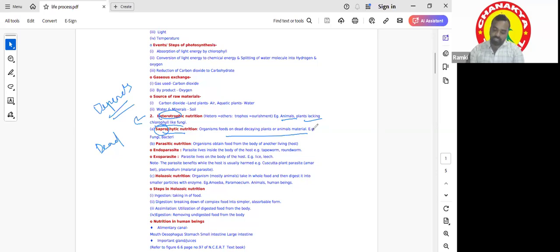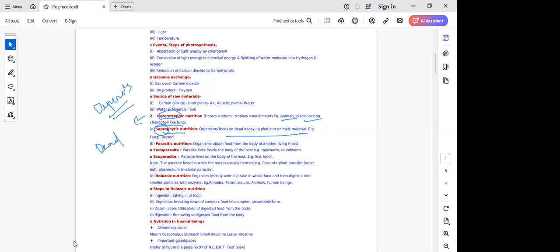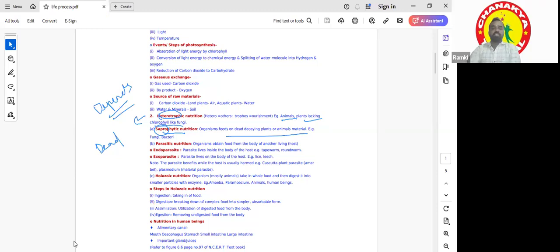What are the examples of saprophytic mode of nutrition? Tanisha, you can tell what is an example of saprophytic mode of nutrition. Fungi and bacteria are examples of saprophytic mode of nutrition.